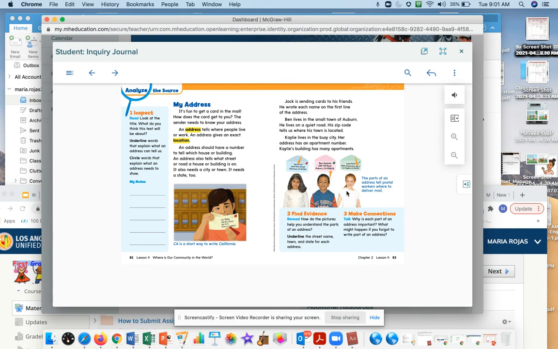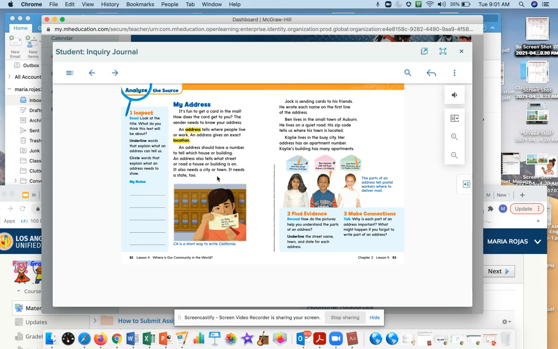So I want you to remember, what happens if you forget to write one of these parts into this letter? What do you think will happen? Will it get to you? Hmm. If it's missing something, would it get to you? Okay, I want you to think about it because that's really important.